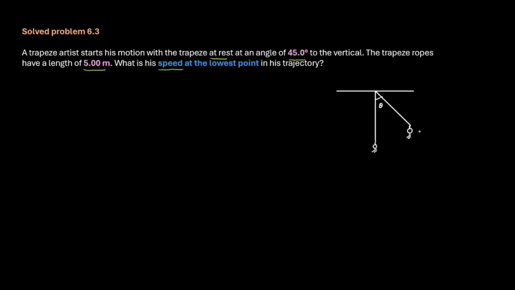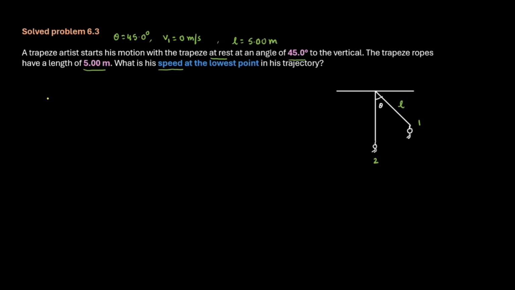So here you have a trapeze artist who is starting his motion at an angle theta equals 45 degrees with respect to the vertical. And at this point, which we will call 1, he is at rest. So the speed v1 will be equal to 0. We need to find his speed at the lowest point in his trajectory, which we will call point 2. The length of the rope is L, and the value of L is given to be 5 meters.